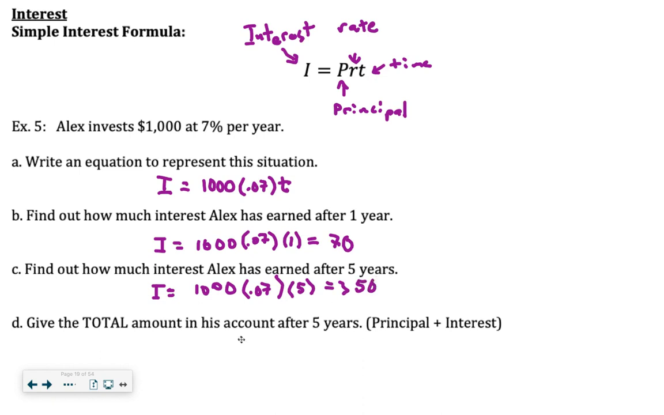Now, the total amount then would be what he started with plus the interest. So after 5 years, he's going to have $1,350. This is just the interest that he's earned on the account. So the total after 5 years is 1,350.